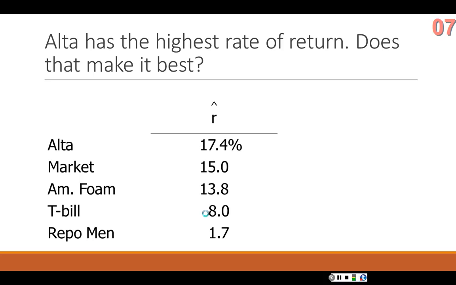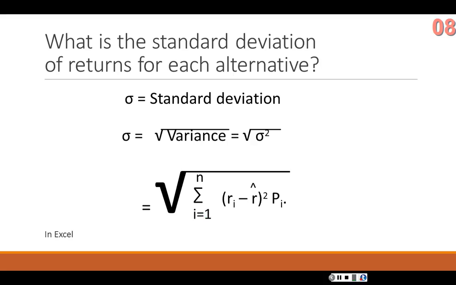So if we did this for each of our different investment alternatives, we would see that Alta has the highest rate of return. But does that make it the best investment? There are other factors to consider, specifically the risk level of the investment. To measure the risk, we're going to use standard deviation. This measures the variation and it helps to gauge expected volatility. So a volatile stock will have a higher standard deviation.